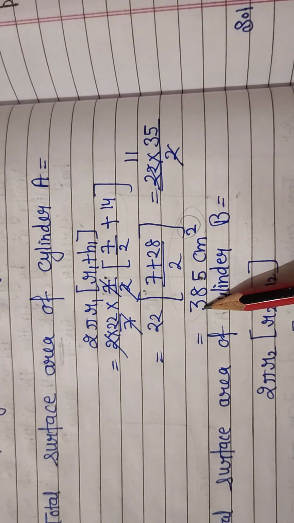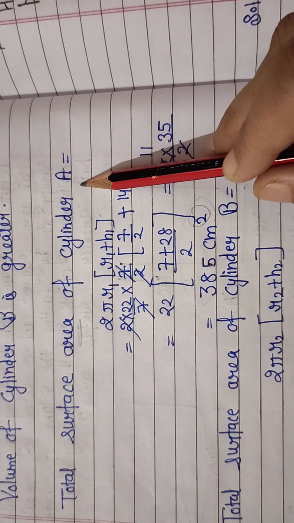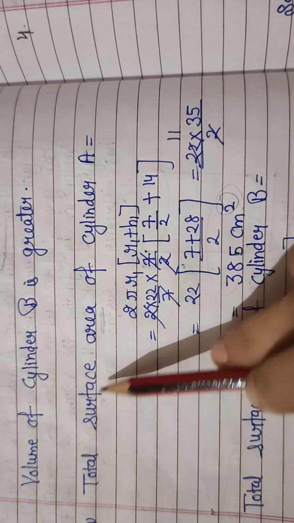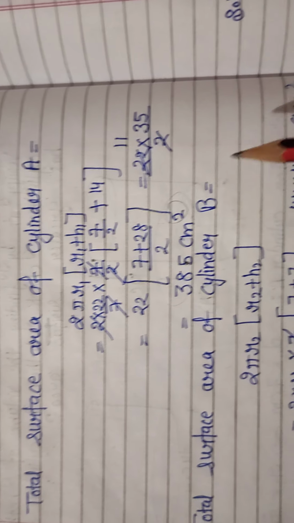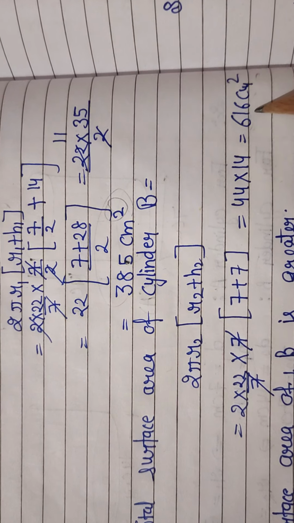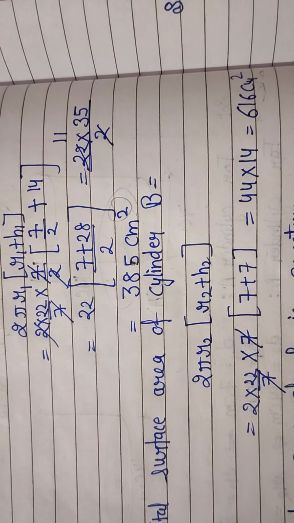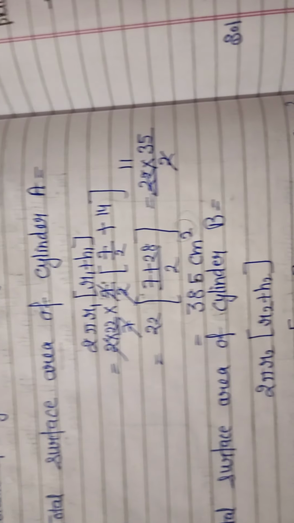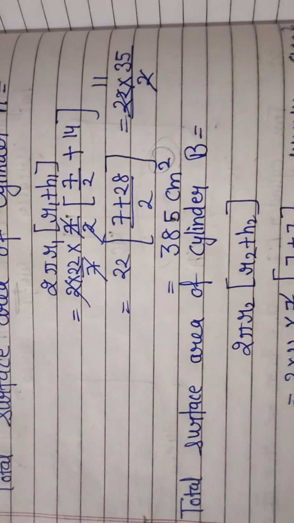Now, sorry, it's not a volume, it's a surface area. The total surface area of the cylinder A is 385 centimeter square and that of B is 616 centimeter square. Now the surface area of cylinder B is greater. It means volume as well as surface area of cylinder B is greater.